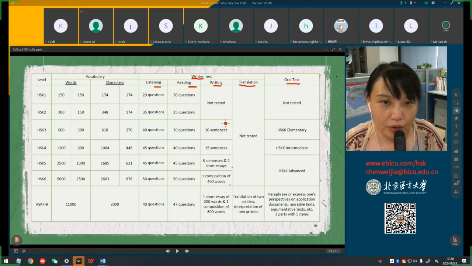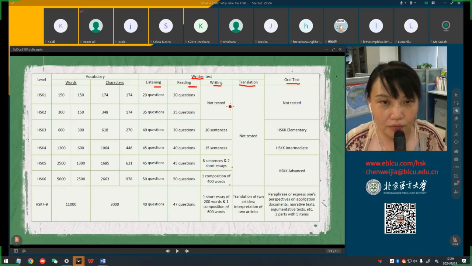And for the oral test part, for HSK 1 and 2, you don't need to do an oral test. You just do the written test, that is enough. And starting from HSK 3, you need to do an oral test. HSK 3, you need to do HSKK. The K refers to 口语, oral. HSKK is the HSK oral test. HSKK elementary for HSK 3, HSKK intermediate for HSK 4, and HSKK advanced is required for HSK 5 and 6.